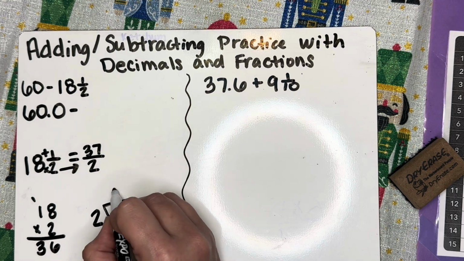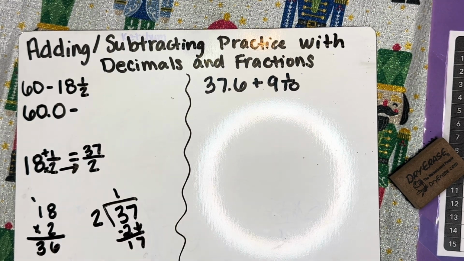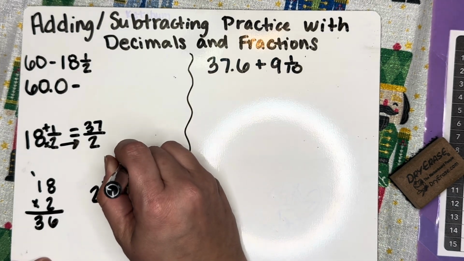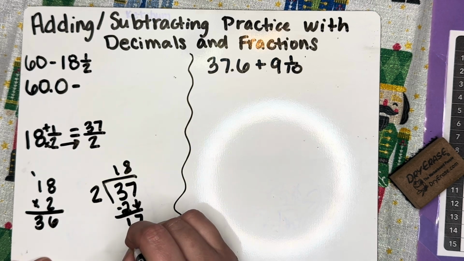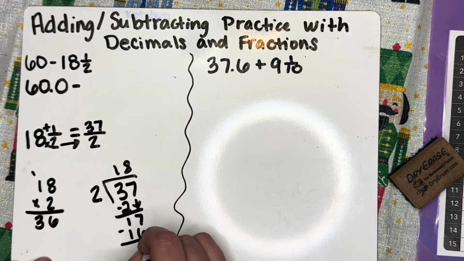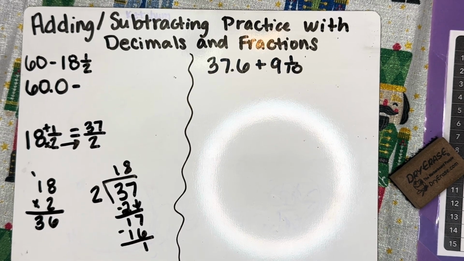2 goes into 3 one time. Subtract, I get 1. Bring down my 7. When I bring down, I must start back over. 2 goes into 17, 8 times, bring down my 16. Subtract, I get 1. I want my answer as a decimal, not a mixed number.